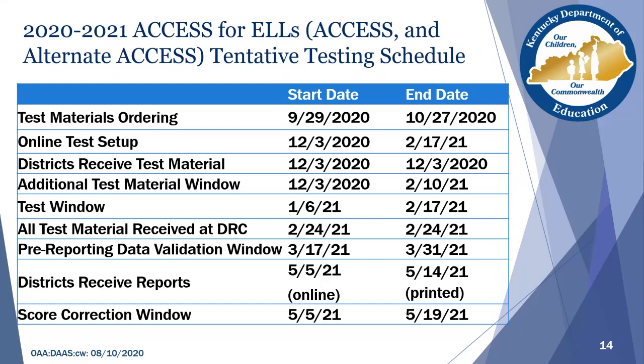And then your students who are taking ACCESS online, who are in grades 1 through 3, remember they have to take the writing paper-pencil. That's the only domain they take. The rest of them are all online, and that's just for grades 1 through 3.